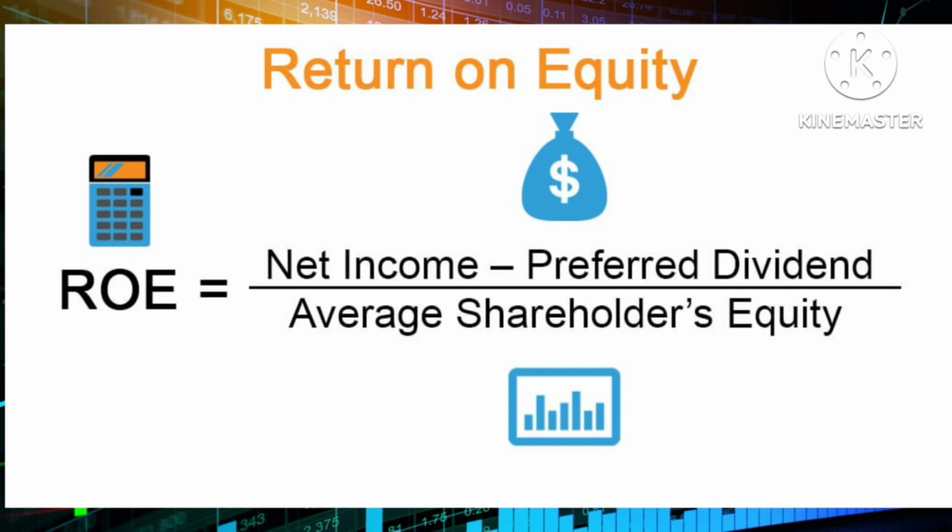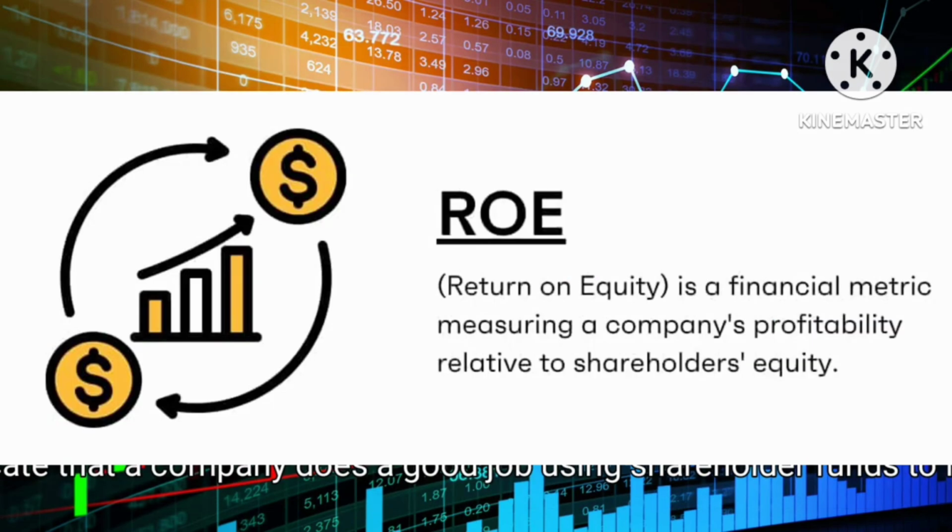What is a good return on equity (ROE)? Return on equity (ROE) is a metric used to analyze investment returns. It's a measure of how effectively a company uses shareholder equity to generate income. You might consider a good ROE to be one that increases steadily over time. This could indicate that a company does a good job using shareholder funds to increase profits. That can, in turn, increase shareholder value.